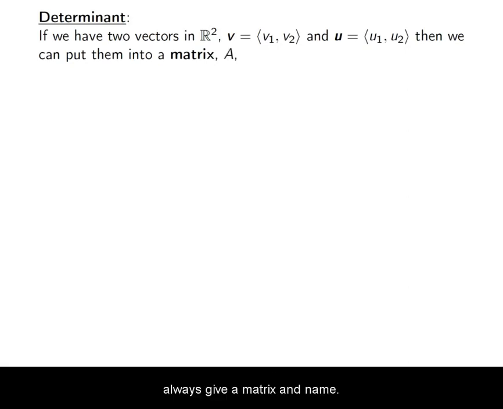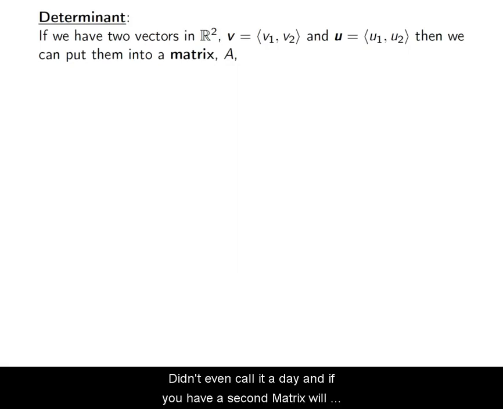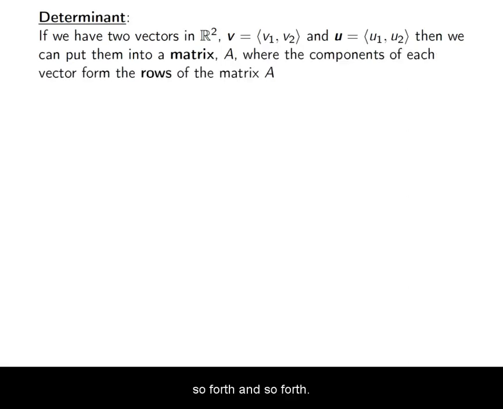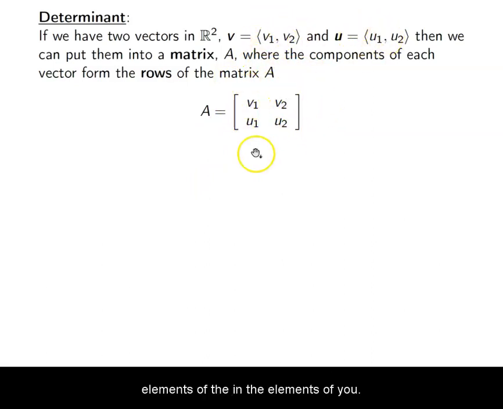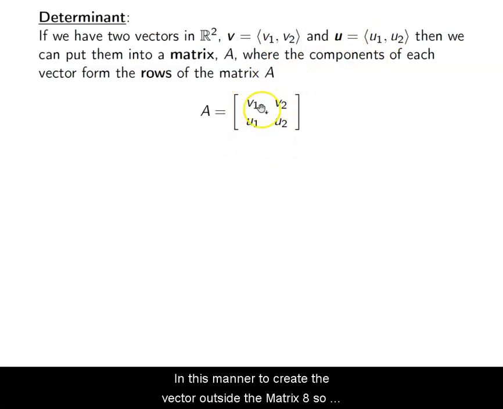We always give a matrix a name. Generally, we call it A, and if we have a second matrix, we'll call it B, and if we have a third matrix, we'll call it C, and so forth. Okay. So again, the components of V make up the first row of A, and the components of U will make up the second row of A. Right. So here we have brackets around our matrix, and we're just putting in the elements of V and the elements of U in this manner to create the matrix A.